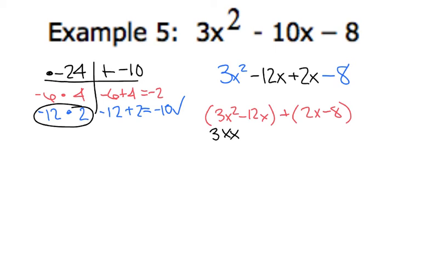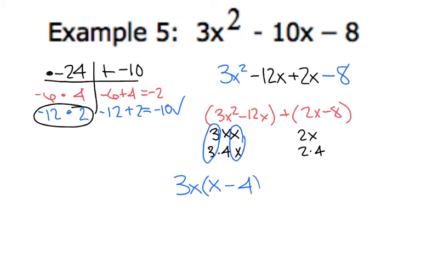So we get 3x times x, 12, I'm going to put 3 times 4, and there's an x, 2x, and I'm going to put 2 times 4. All right, so let's see what our GCF is. We have a 3 in common and an x in common, so I'm going to take out a 3x. What's left over is x minus 4. Remember minus, because that's what it originally is here.